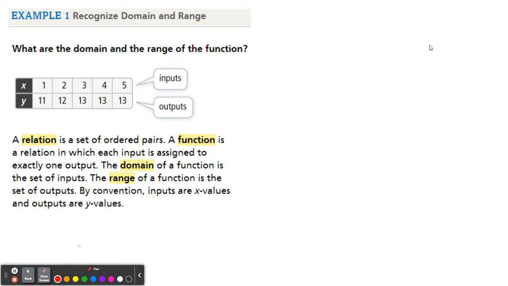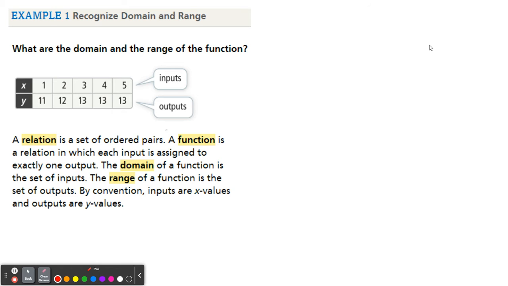So example 1, recognize domain and range. What are the domain and range of the function? Oh my goodness. If you take a look here, we have what we call an input-output table. The x's are what we call the inputs, and the y's are what we call the outputs. Well, a relation is a set of ordered pairs. These are ordered pairs: 1, 11, 2, 12, 3, 13. They're all points on a graph.